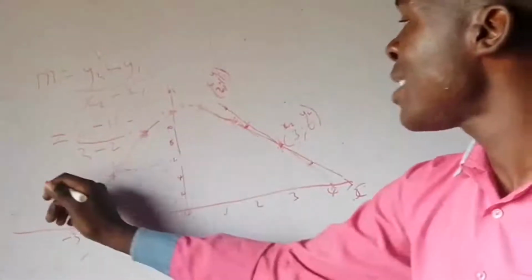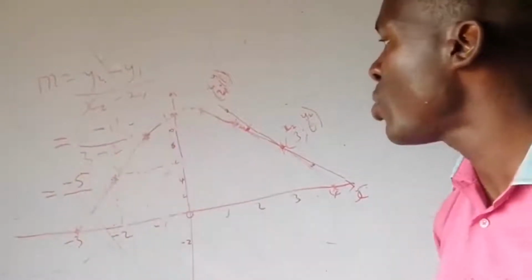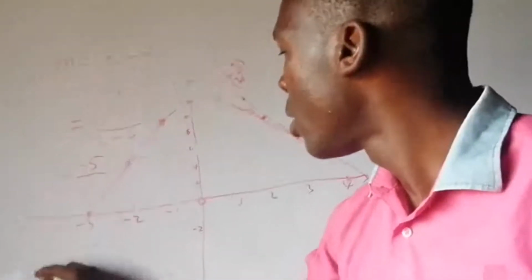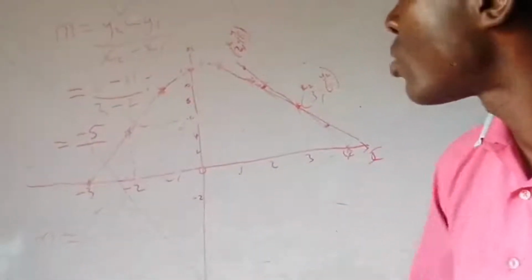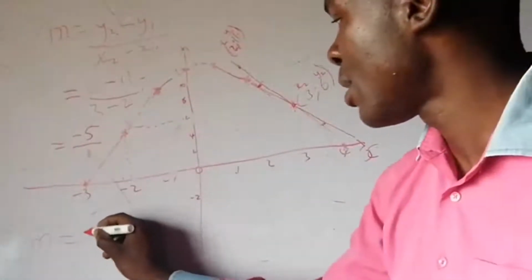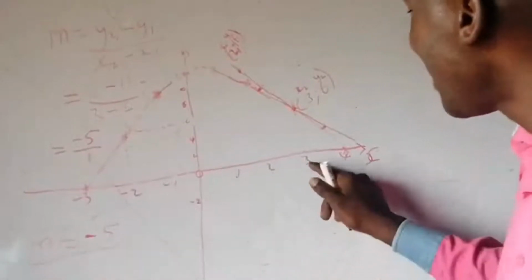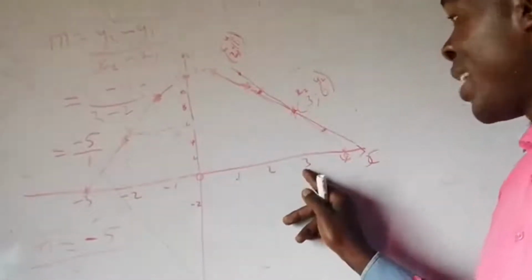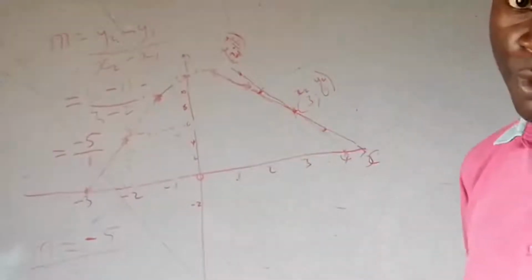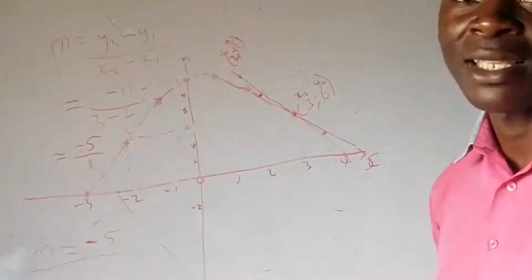And 6 minus 11 is equal to minus 5, over 3 minus 2 is equal to 1. Therefore, m is equal to minus 5 over 1. This is equal to minus 5. Our gradient when x is equal to 3 is minus 5. It means the slope of the curve when x is equal to 3 is minus 5.